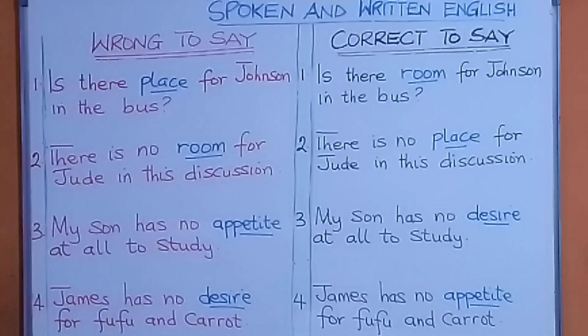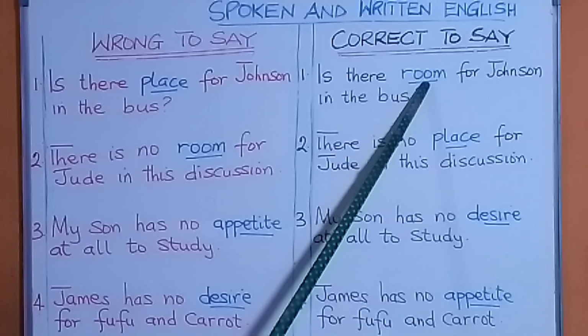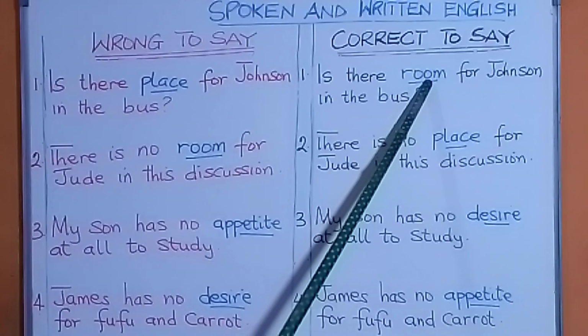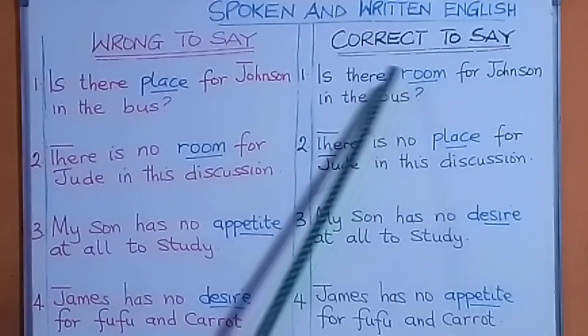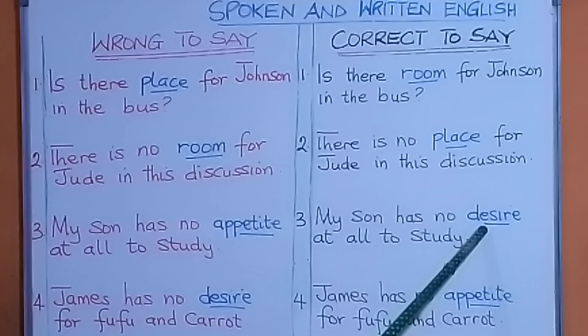Let's go through our lessons today. We are looking at four keywords: place and room, appetite and desire. We say don't use place in the sense of room. Here we are using room to mean unoccupied space. Appetite is used of food. Desire, we use for study, work, or play.